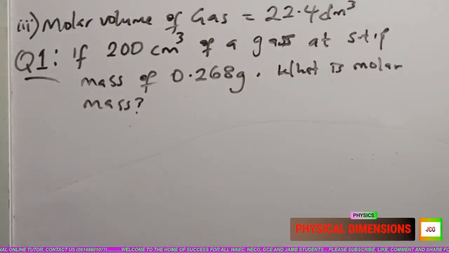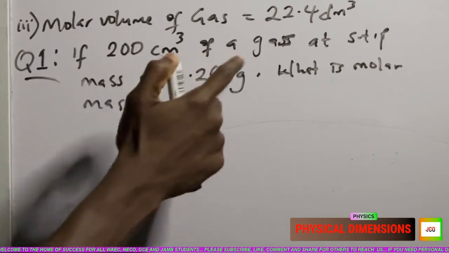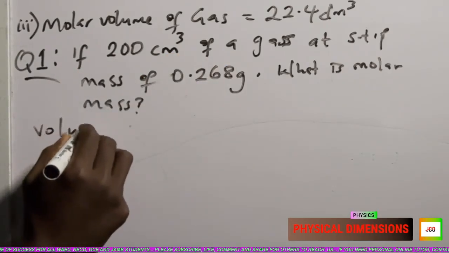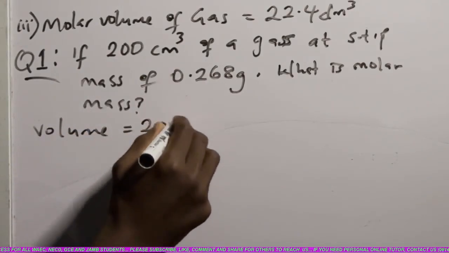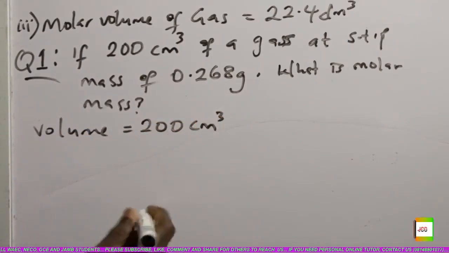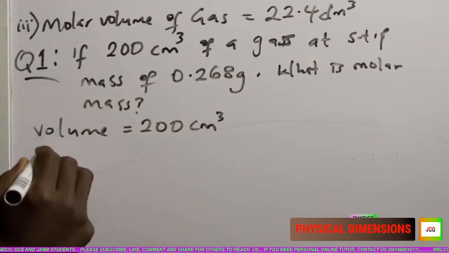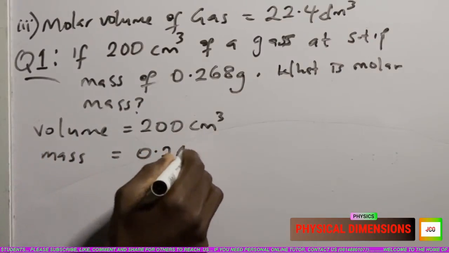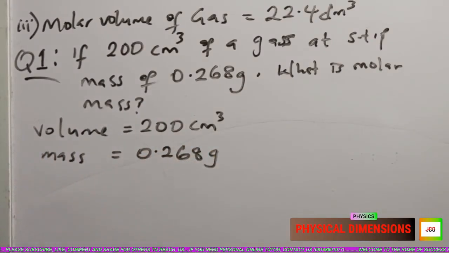So we're going to state our parameters first of all. The first thing they gave you there is the volume of the gas. So volume is 200 cm³. Then they said the mass is what? 0.268 gram. Now they ask to find molar mass.